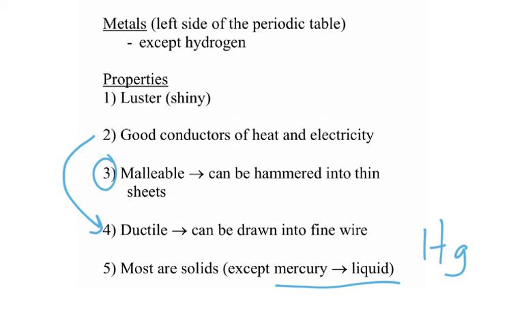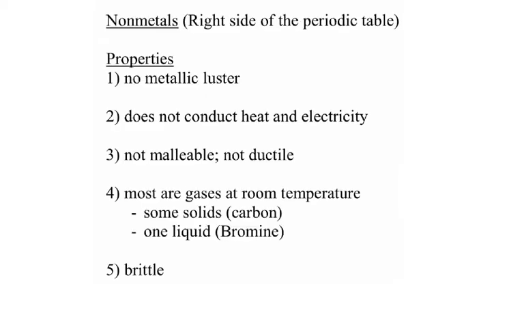Now, let's take a look at the nonmetals for a moment. The nonmetals are the opposite. They're on the right side of the periodic table, and they are not shiny. In fact, we can describe them as being dull. They have no metallic luster. And we talked about the ability of metals to conduct heat and electricity, but nonmetals cannot do either. They do not conduct heat nor electricity.